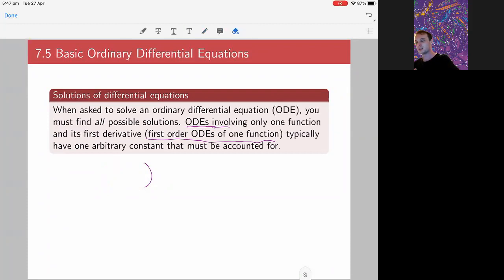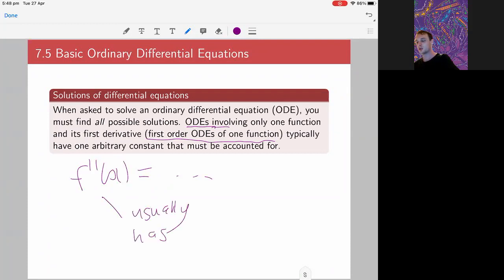On the other hand, if your differential equation is higher order, this usually has two arbitrary constants. So this is very important when you're answering questions. When you're told to solve a differential equation, that means find all possible solutions.